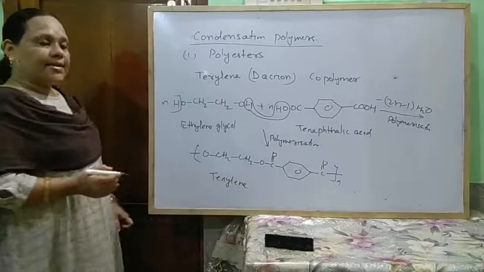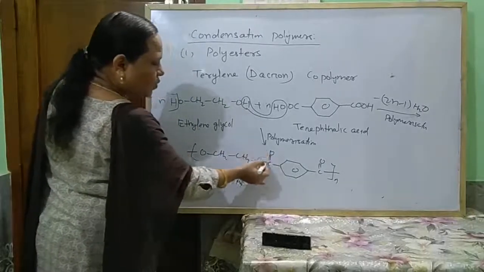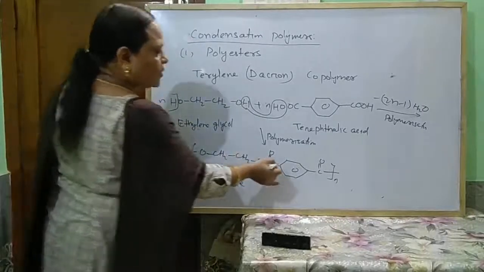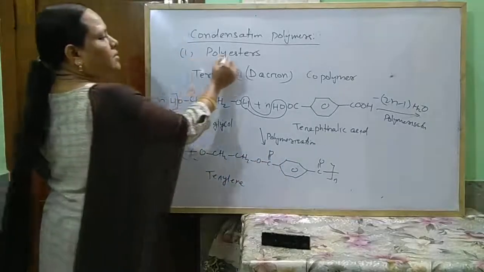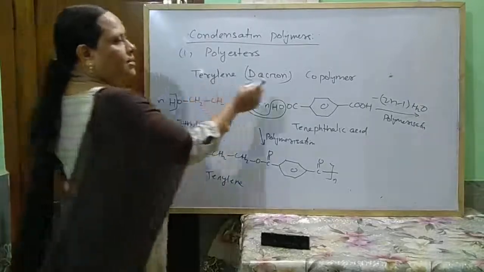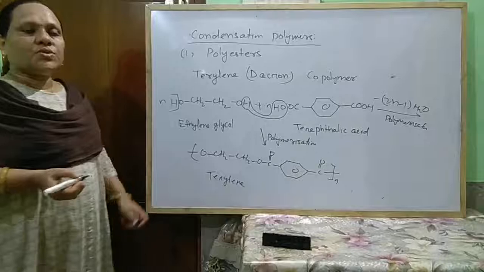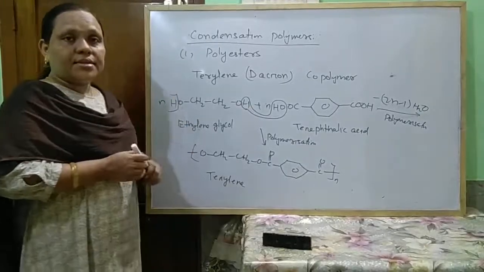This is terylene. And look here, the ester linkage, the CO group is there. This is one alkyl part, we can say another alkyl part, and this is the ester linkage. That's why this is known as your polyester. One type of polyester is terylene, dacron copolymer. Generally polyester is fibrous in nature.